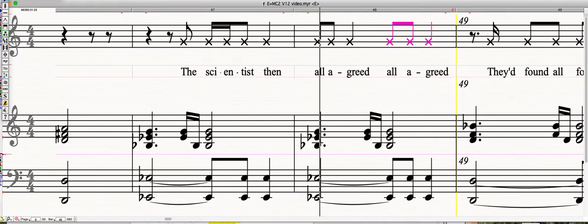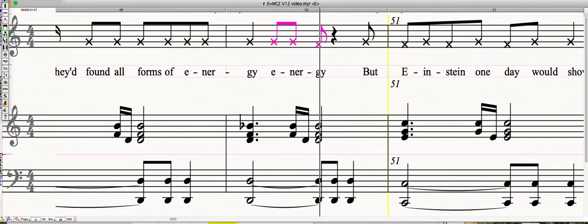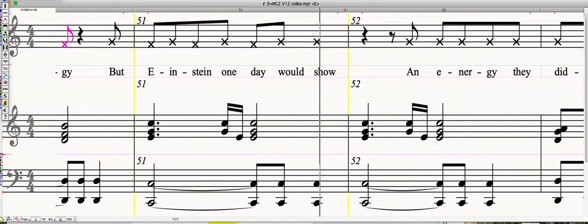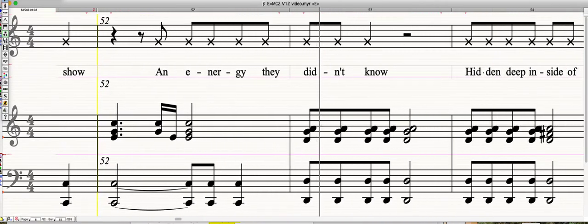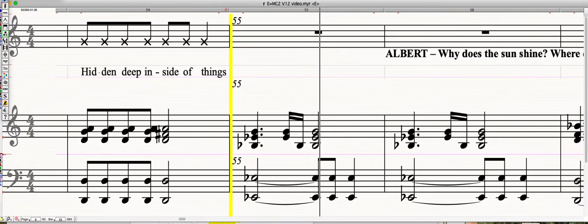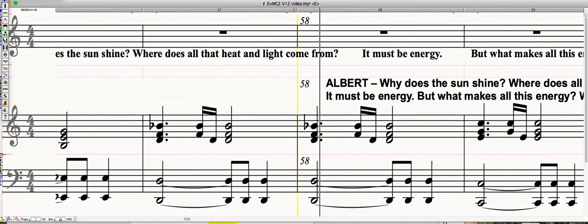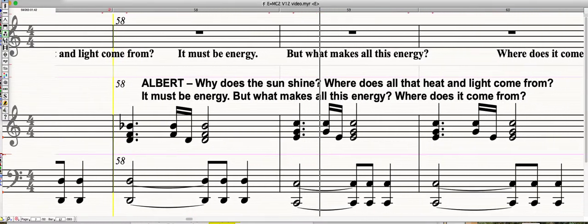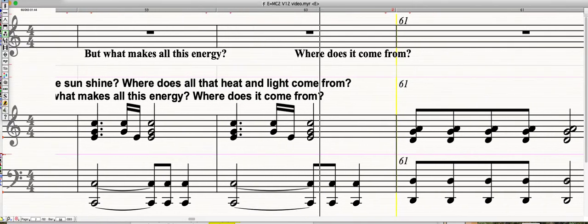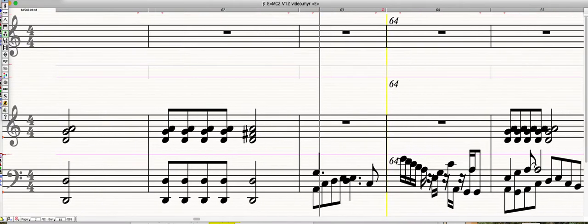The scientists then all agreed they found all forms of energy. But Einstein one day would show an energy they didn't know, hidden deep inside of things. Why does the sun shine? Where does all that heat and light come from? It must be energy. But what makes all this energy? Where does it come from?